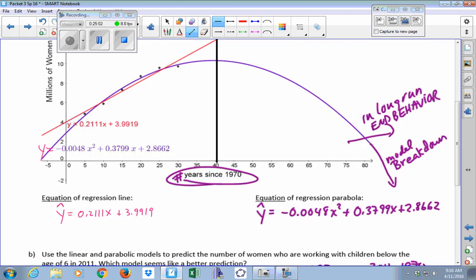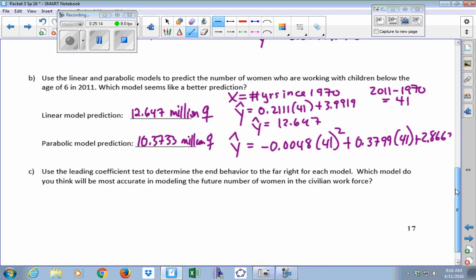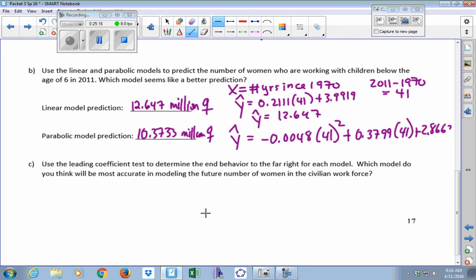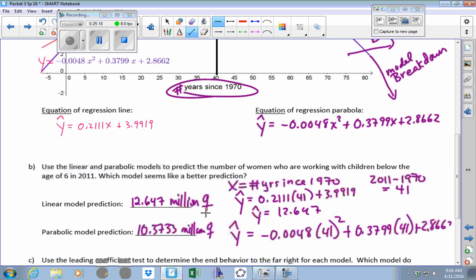We know they're either going to rise in the long run or fall. So we have to know something about our data to see if that makes sense. All right, so let's take a look at this next question, which addresses that. Use the leading coefficient test. The leading coefficient is negative.